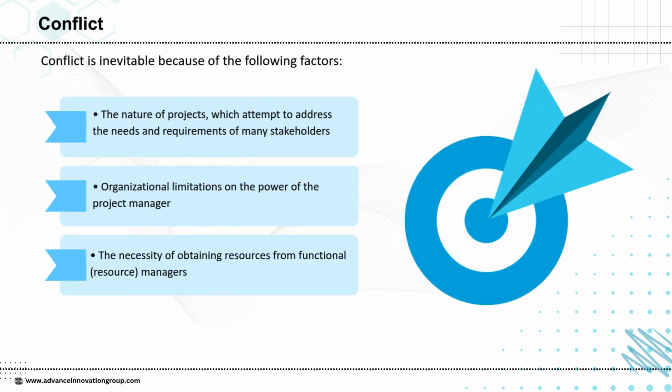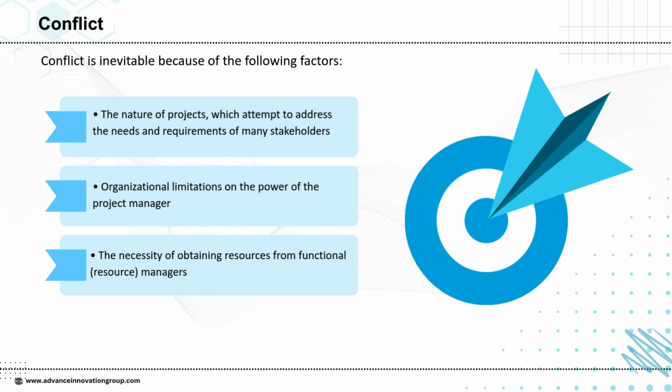Conflict is something every project manager will face because of the nature of projects. Projects involve many stakeholders, each with their own expectations and requirements, which often clash. Another reason is organizational structure. Project managers do not always have full authority and may face limitations in decision-making. Finally, conflicts often arise when resources must be requested from functional managers, leading to competition and negotiation.